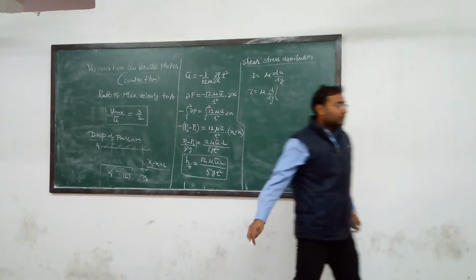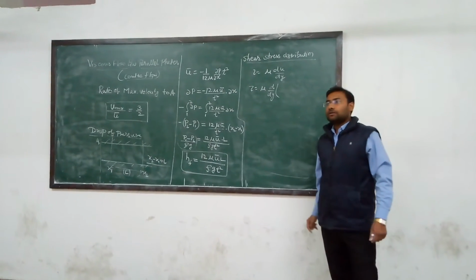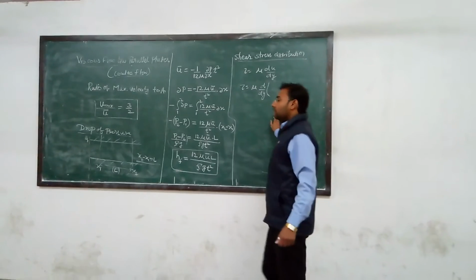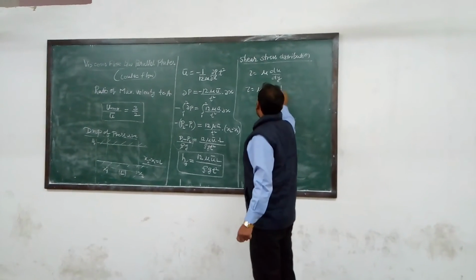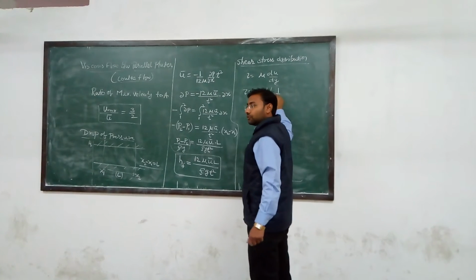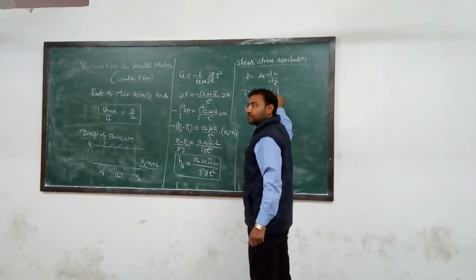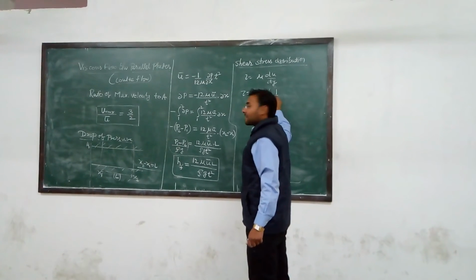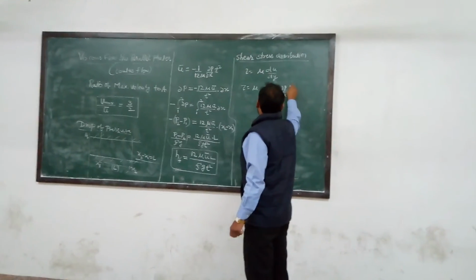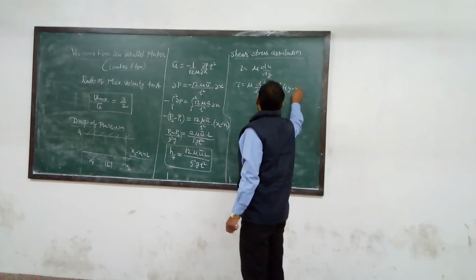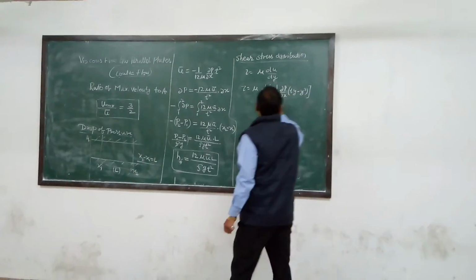Substitute the value of u here. What we have calculated is the value of u: minus 1 by 2 mu del p by del x, into Ty minus y square.